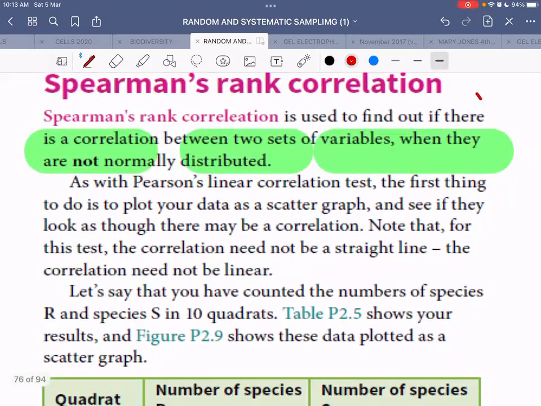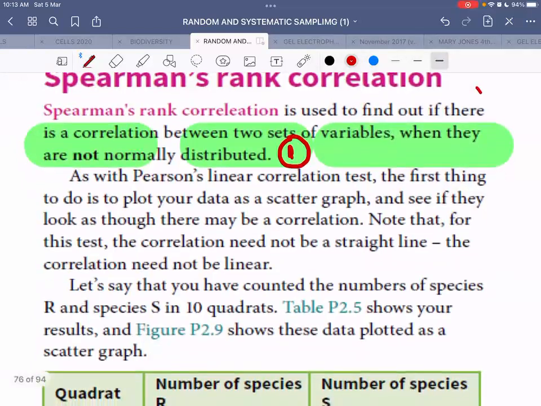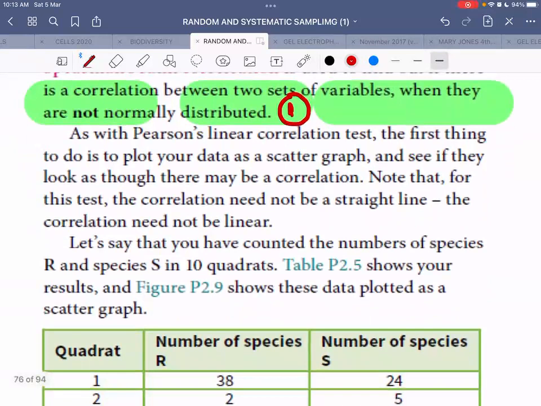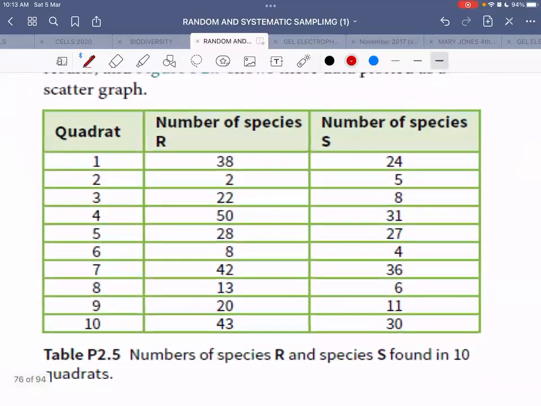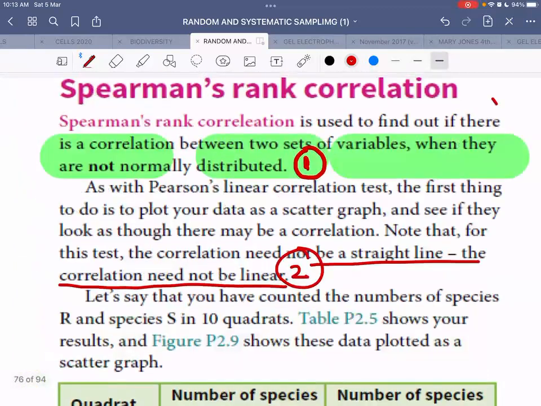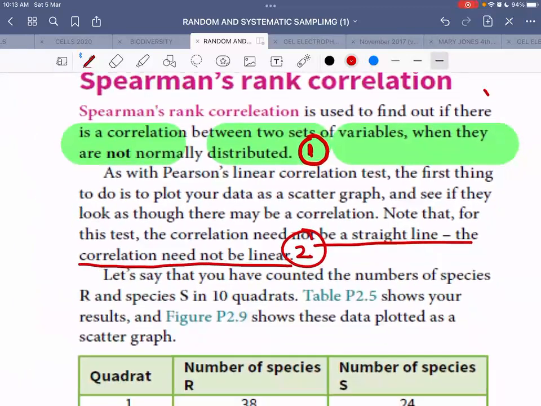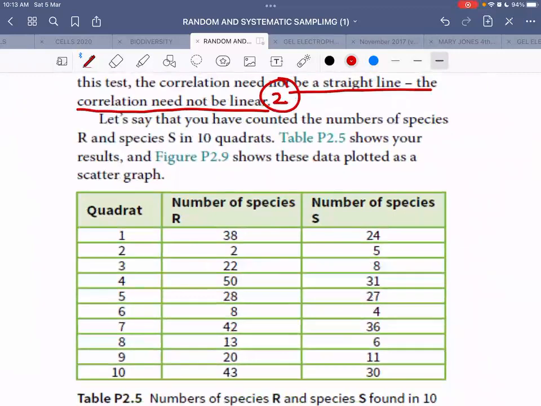ठीक है? तो क्या क्या condition है इस formula को apply करने की? Condition number 1, the data is not normally distributed. ठीक है? This is condition number 1. Condition number 2, if you plot a scatter graph, you will not get a straight line. This is condition number 2, right? And there are some other conditions also. अभी फिलहाल तो इसमें दो ही बताई हुई हैं. ठीक है? Okay.